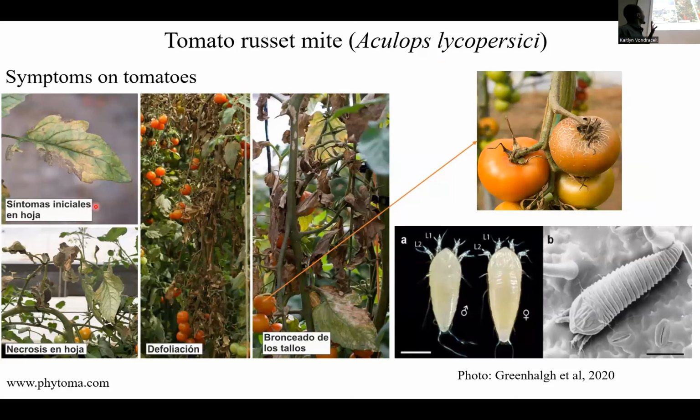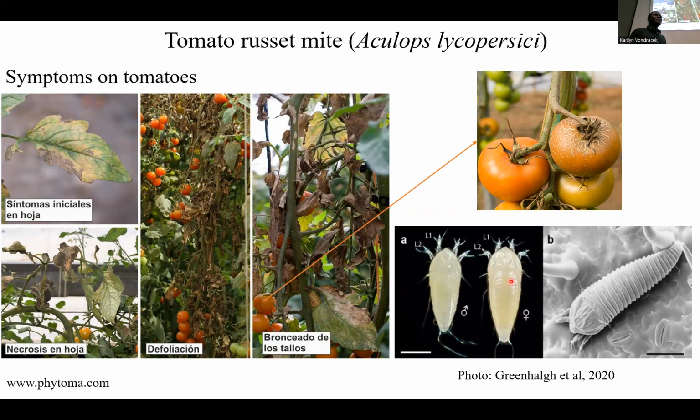So they tell you síntomas iniciales en la hoja. So you're getting symptoms here, and then you have necrosis of the leaf. Then you have defoliation, and from defoliation, you have the browning of the stems. And this is how the fruits will look when they're infested by this mite here. Somebody really took a good picture of this mite. I don't know which microscope they used. And here I have an electron scanning micrograph of the same mite. So something to keep in mind, especially if you're growing tomatoes here in Florida.